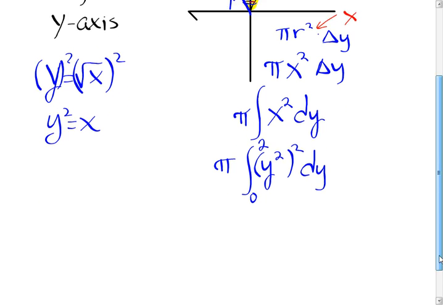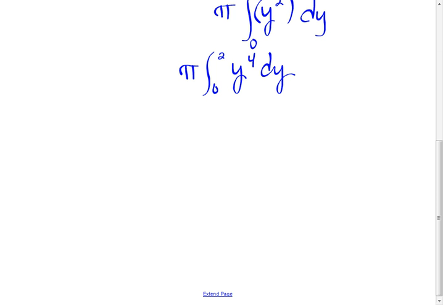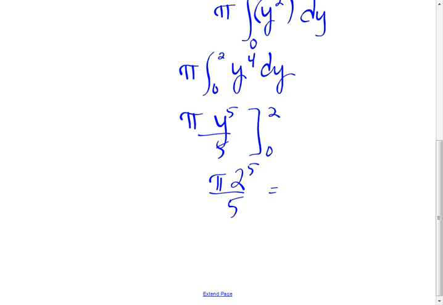And this is in the non-calculator section because it's not that hard to do. So it's 0 to 2, and this is y to the 4th dy. What's the antiderivative of y to the 4th? y to the 5th over 5 from 0 to 2. Nice. 0 gives me 0. So it's pi 2 to the 5th over 5, and you should know what 2 to the 5th is. 32, which is answer A. And then I check over here on the board, and there it is. It's A.